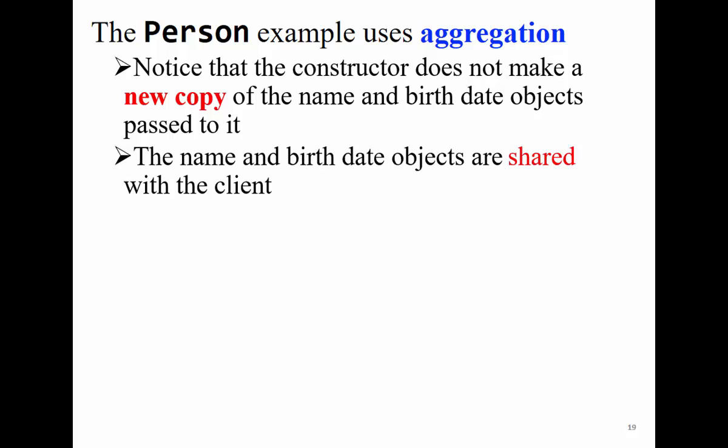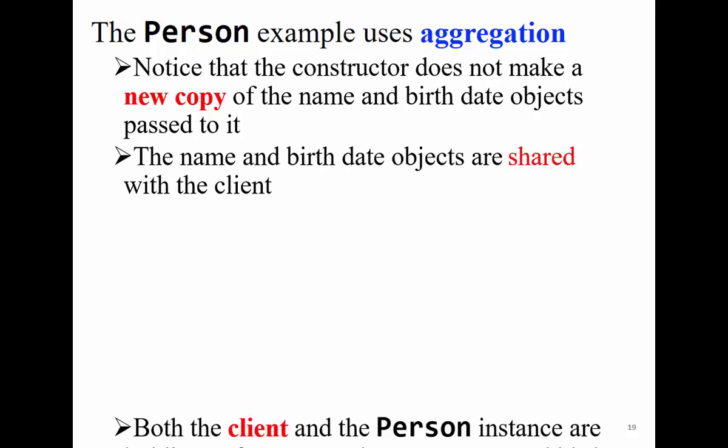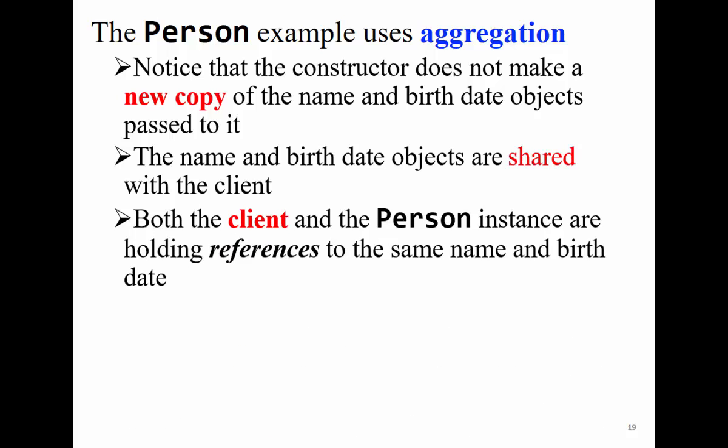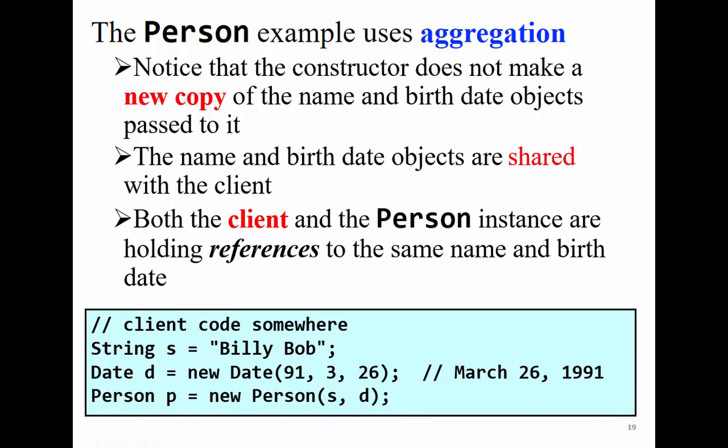The Person class shared this with the client. Both the client and the person instance have the same reference for the name and the date. Look here. There's a string, the name, and there is a new Date. Here we create a new object. Now the person P is a new person and has S and D. This is the part of the client program where it defines a string S and a date D as new objects, and gives them to the constructor of the Person. P as an object and the client have the same references.